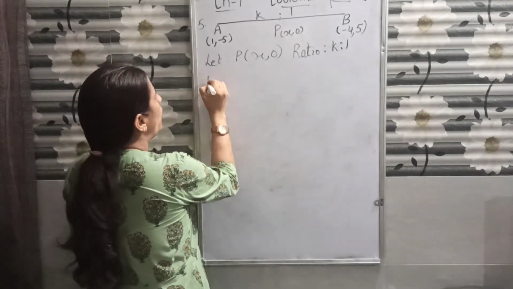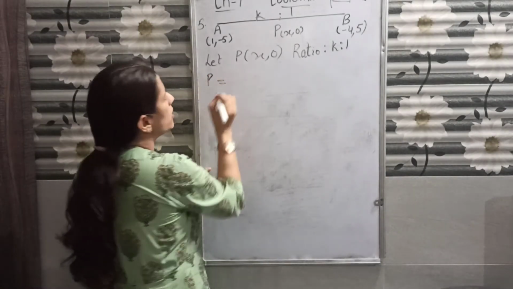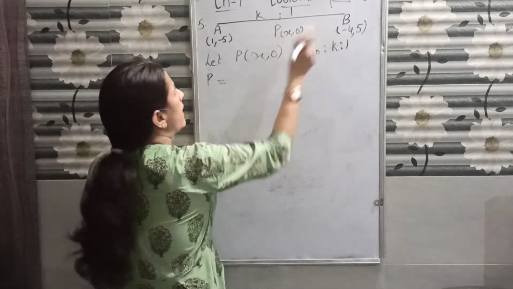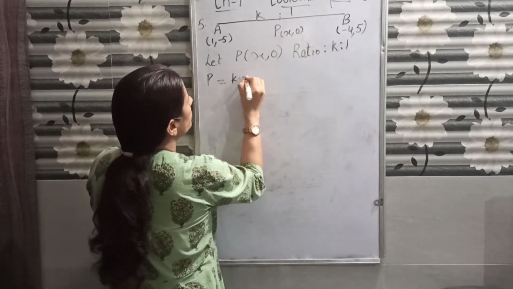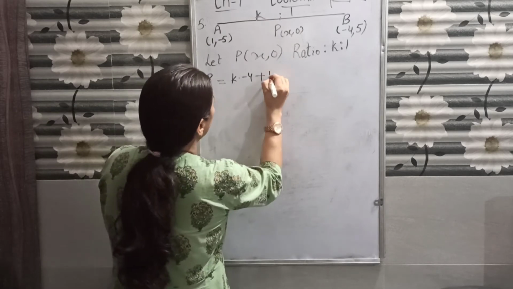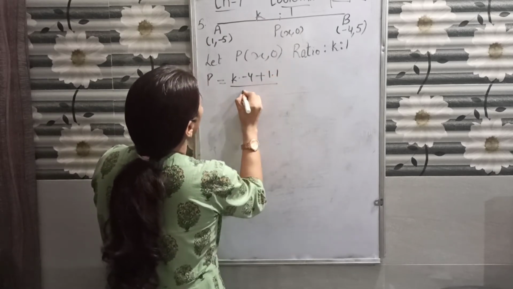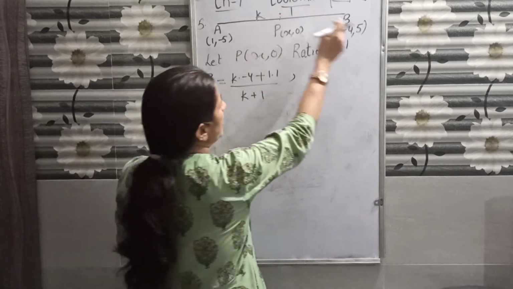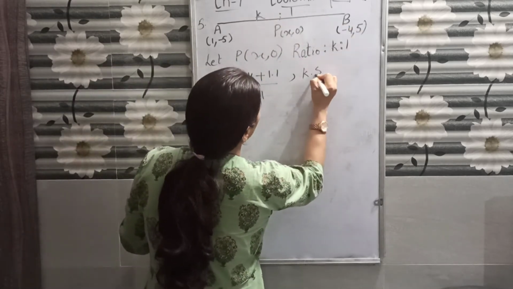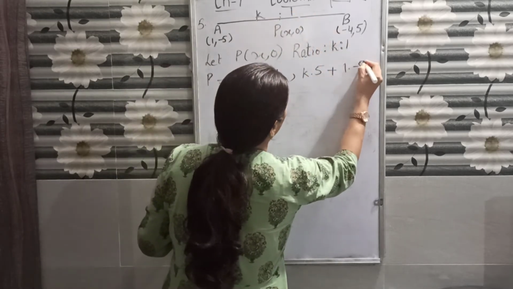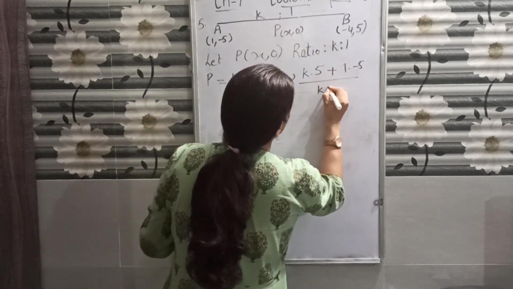That is, our point P is equal to, we will multiply this k with -4 and 1 with 1 only upon k plus 1, and another one is k with 5 and this one with minus 5 upon k plus 1.